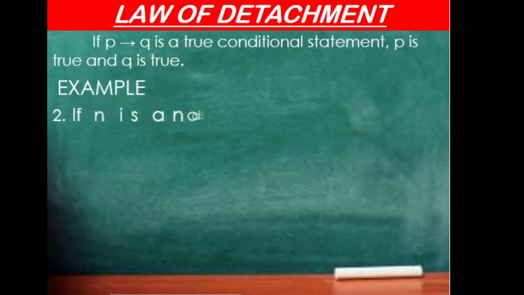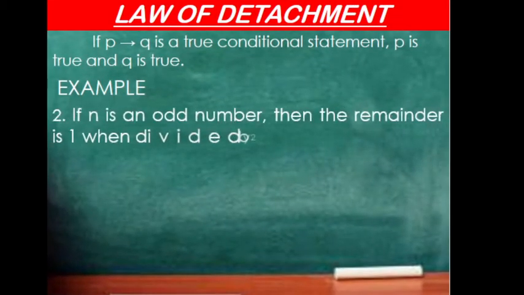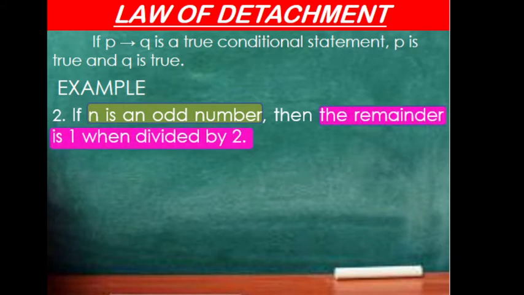Okay, so now let us have the second example. If n is an odd number, then the remainder is 1 when divided by 2. So, n is an odd number. This is the p. And the remainder is 1 when divided by 2 is the q or conclusion.